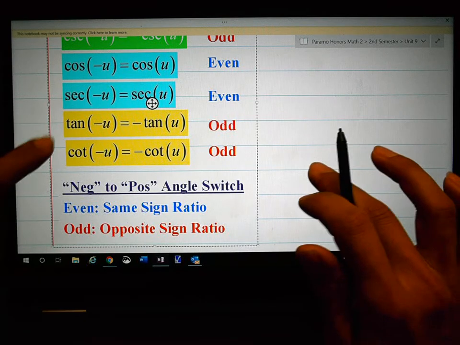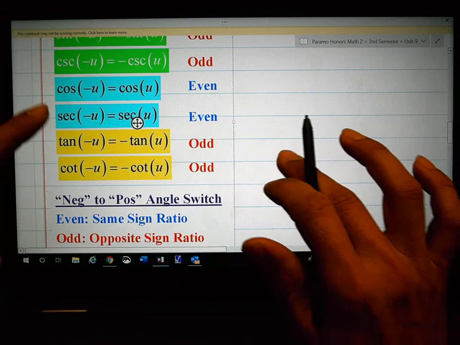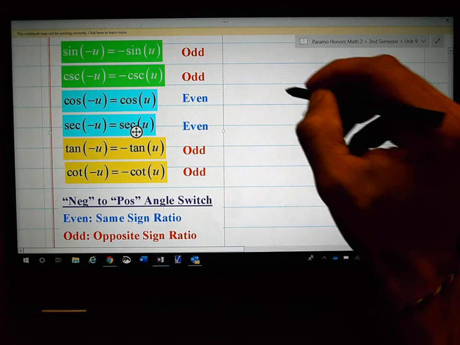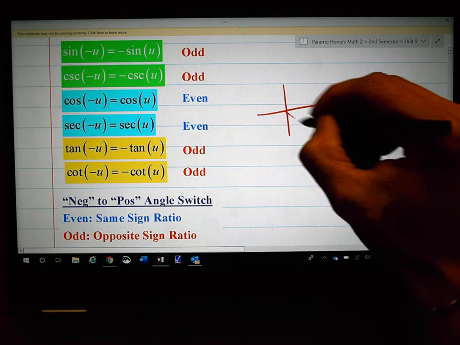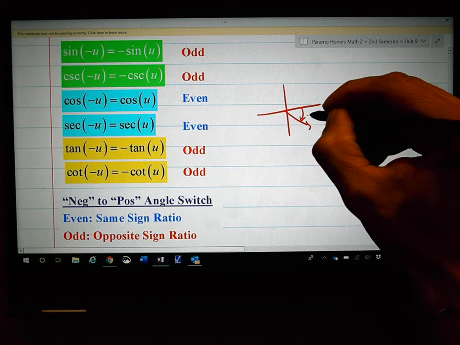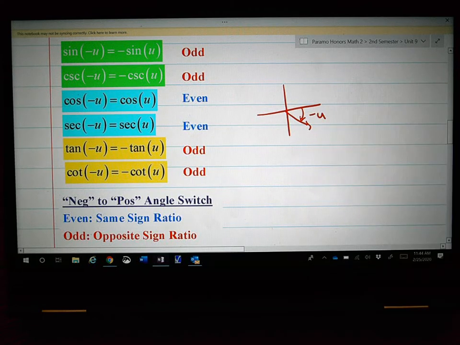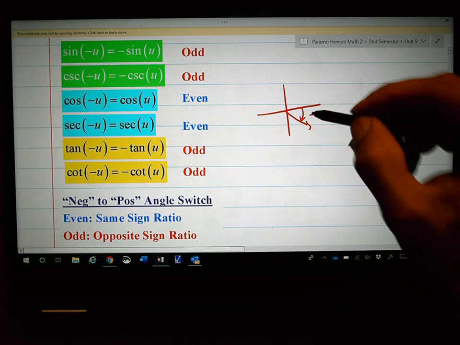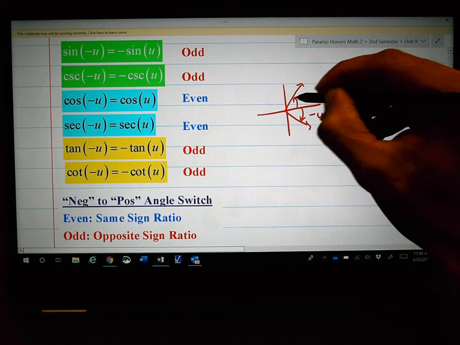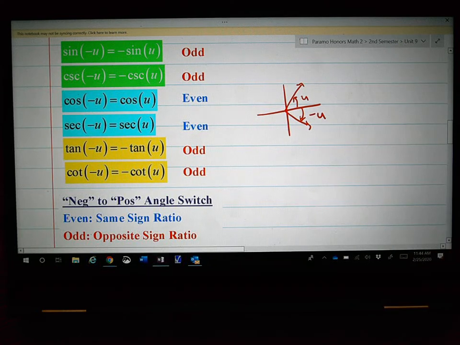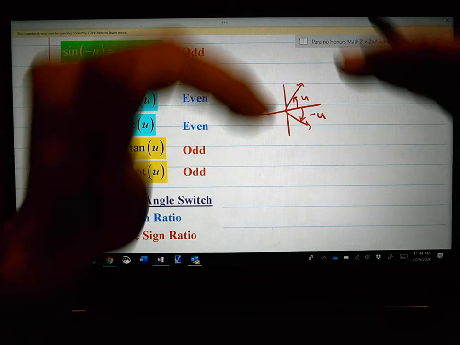If you are a person who really goes, I really need to know why that works, it has everything to do with quadrants. Think about this. If you have a negative angle, let's call it angle negative u, because you're going in the negative direction from the unit circle, and we were to switch to a positive angle u, it's the same distance, right? You would be switching from quadrant 4 to quadrant 1.